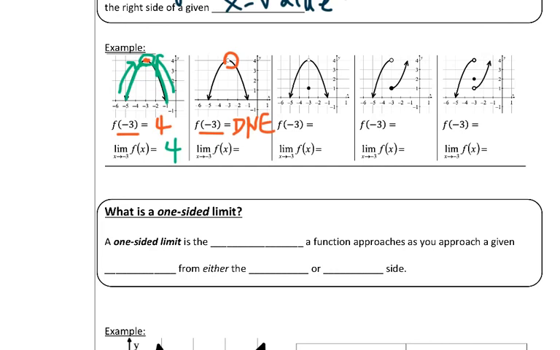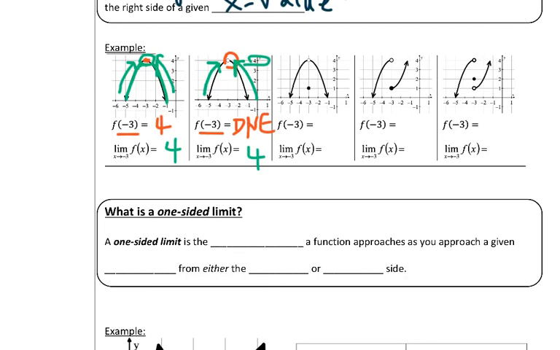Now we're going to do the same thing. We're going to look and see what happens as we get closer and closer. If I'm looking on the left-hand side, as I approach x equals -3, where is it trying to get to? It looks like it's trying to get to 4, a y value of 4. And same thing with the right-hand side. As I approach it from the right-hand side, it's still trying to get to 4. So notice, even though the point does not exist there, the limit still exists because we're looking for what it's trying to approach coming from the left and right side.